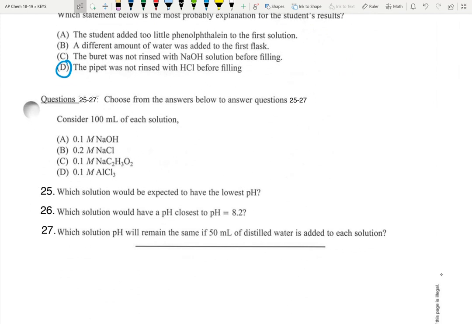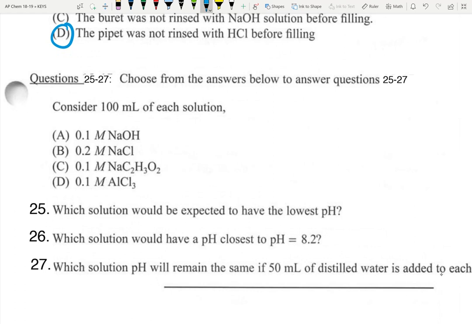All right. 25, 6, 7, another group of questions here. Which would have the lowest pH? Which of these is the best acid? Which is the best base? That's kind of what we're looking to understand with these questions. What do we got here? 0.1 molar NaOH. That's going to be a strong base.